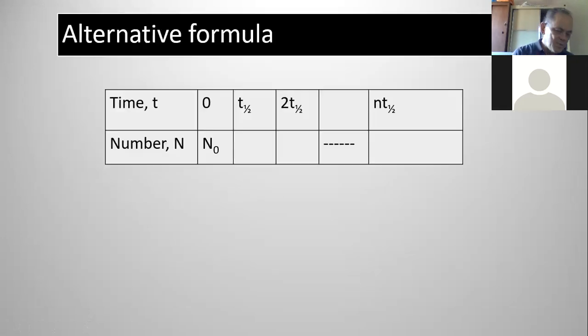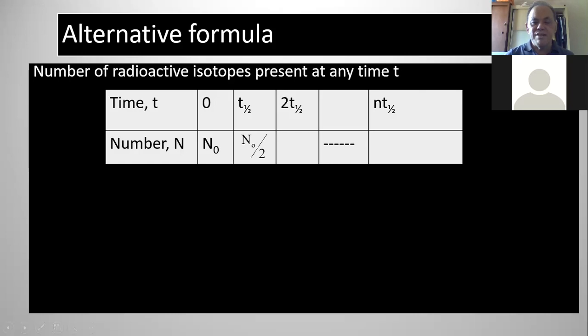Or alternatively, we can use reasoning from the definition of half-life. If we start with N naught, after one half-life it will be half of it, which is N naught over 2. After another half-life it will be half of this one, so N naught over 2 to the power 2. We can continue to work through until we have n half-lives, so if this is n half-lives later, then we have N naught over 2 to the power n.